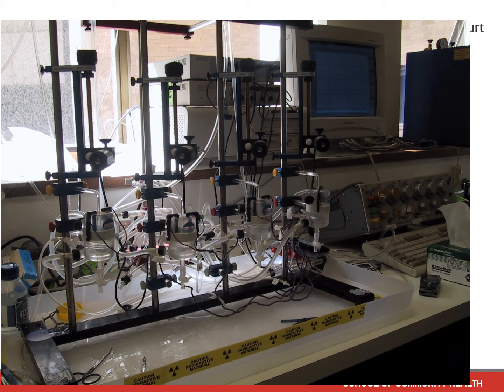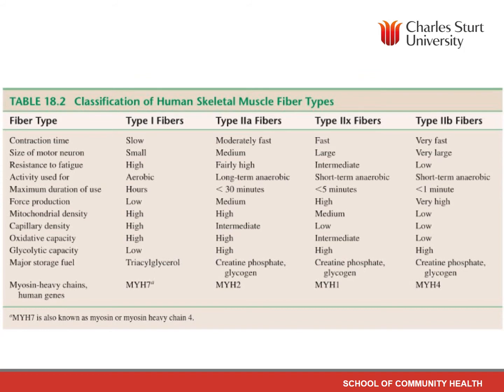Okay, here we have a table that classifies different human skeletal muscle fiber types. It classifies these into type 1, type 2A, type 2X, and also type 2B fibers. So we've got four different types of muscle fibers that we need to learn about. Now we can think about type 1 as being slow twitch, that's the easy one, but then there are three levels of fast twitch fibers. So we go from moderately fast to very fast as we move from type 2A to 2X to 2B.